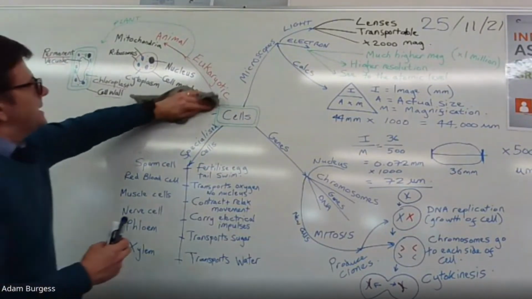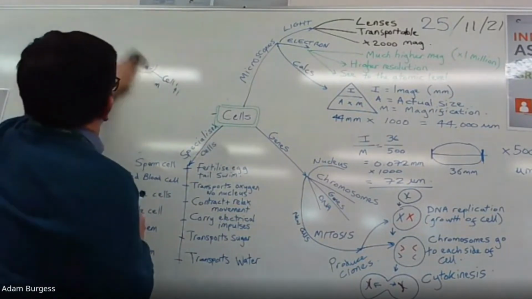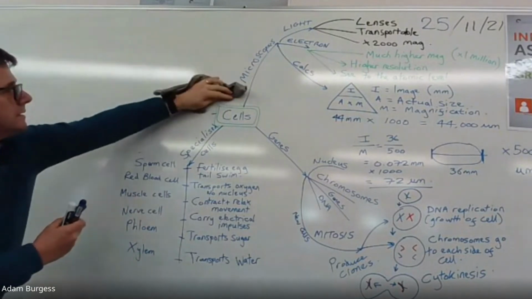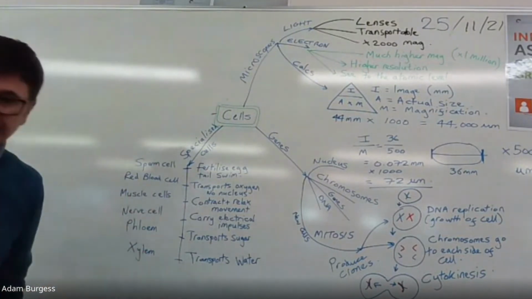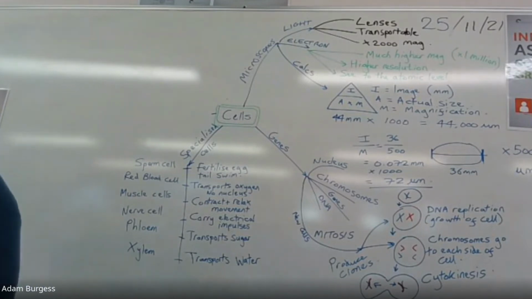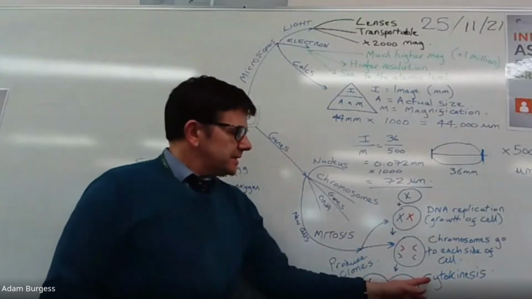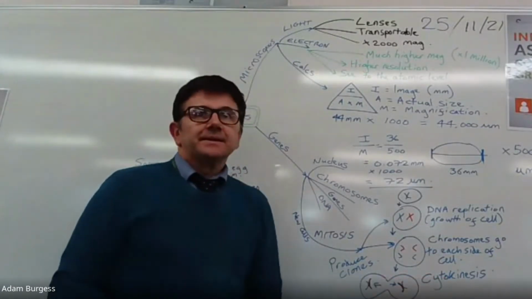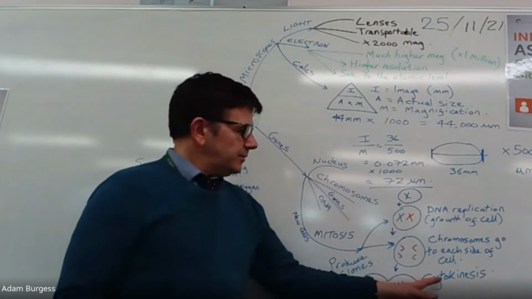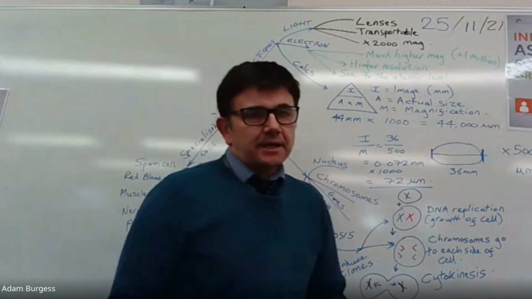Right, I'm going to go back up here. Okay, I've nearly finished. So cytokinesis. If you can't do that in an exam, just say that the cell splits. So you produce a clone. Cytokinesis.